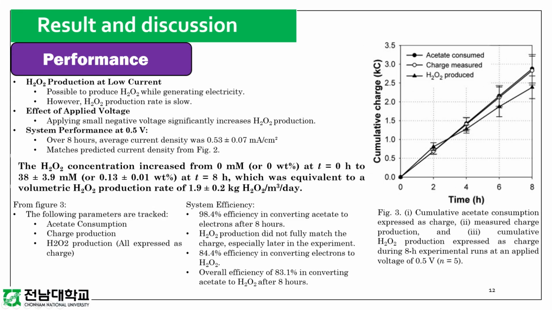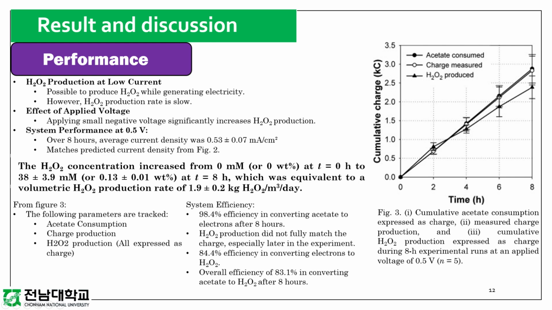From Figure 2, we can see that at low current levels, it's possible to produce hydrogen peroxide while also generating electricity. However, the hydrogen peroxide production rate is quite slow under these conditions. The figure also shows that by applying a small amount of electrical energy, specifically a negative voltage, we can significantly speed up hydrogen peroxide production.